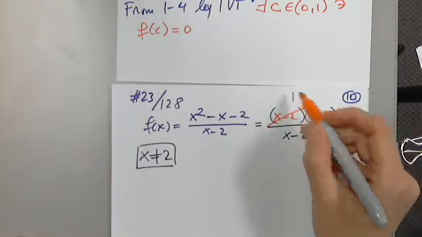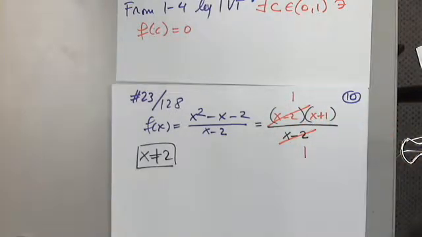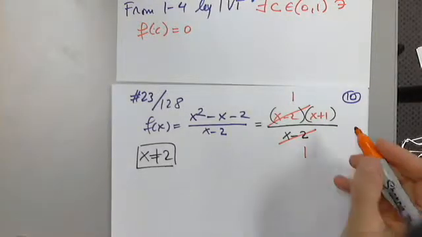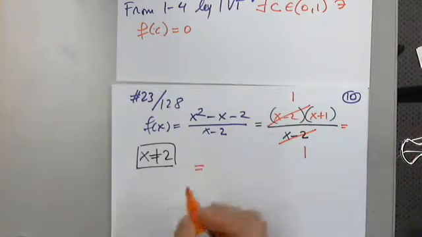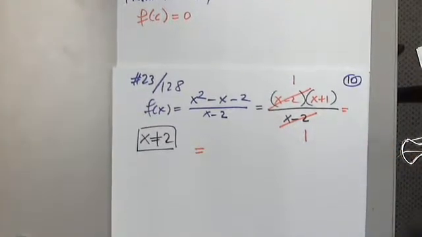x minus 2 divided by x minus 2 is 1, and x minus 2 divided by x minus 2 is 1. I have to write the 1, so I don't get the impression that it's 0 anywhere. So what is the simplified form of this function? Very good. So here's what we are going to write.